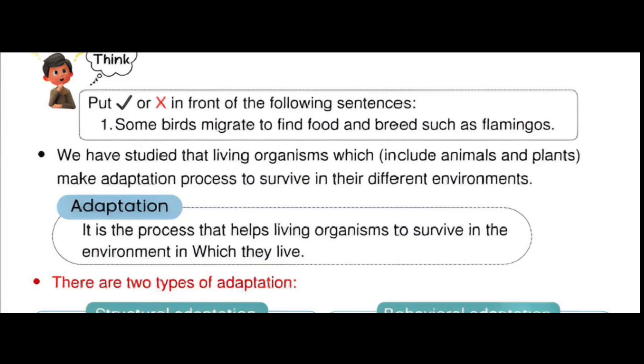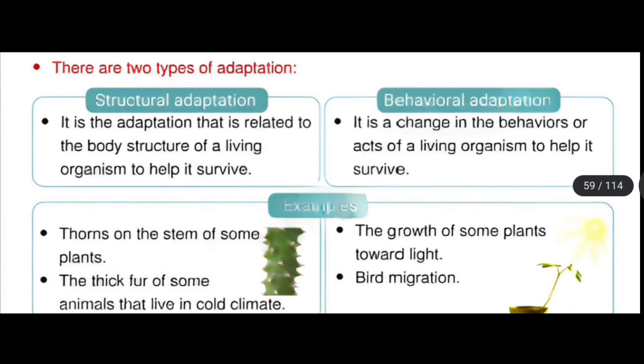There are two types of adaptation: structural adaptation and behavioral adaptation. Structural adaptation is about body parts, like thick fur or thorns on the cactus, like mouth shape, ear shape, eye color, skin color. And behavioral adaptation is about actions, like migration of birds. Behavioral adaptation is a change in the behaviors or acts of living organisms.